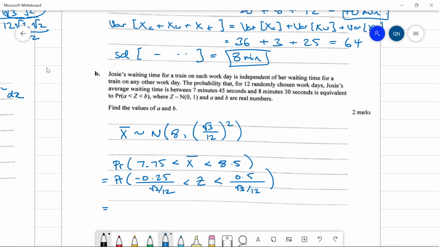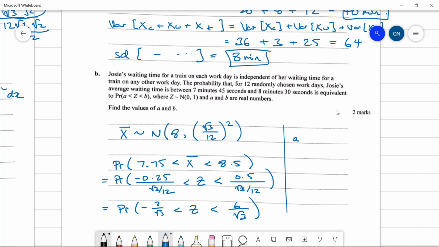And let's simplify. So this is the probability. And we have the root 3 over here. So let's bring the 12 up. What happens if you have 12 times 0.25? Well, 0.25 is a quarter. So you're just going to be left with 3. So negative 3 over root 3 less than z is less than. What happens if you bring the 12 up? You're going to get 12 times 0.5, which is 6 over root 3. Let's try to simplify. So we can just probably read off our A and B values right away.